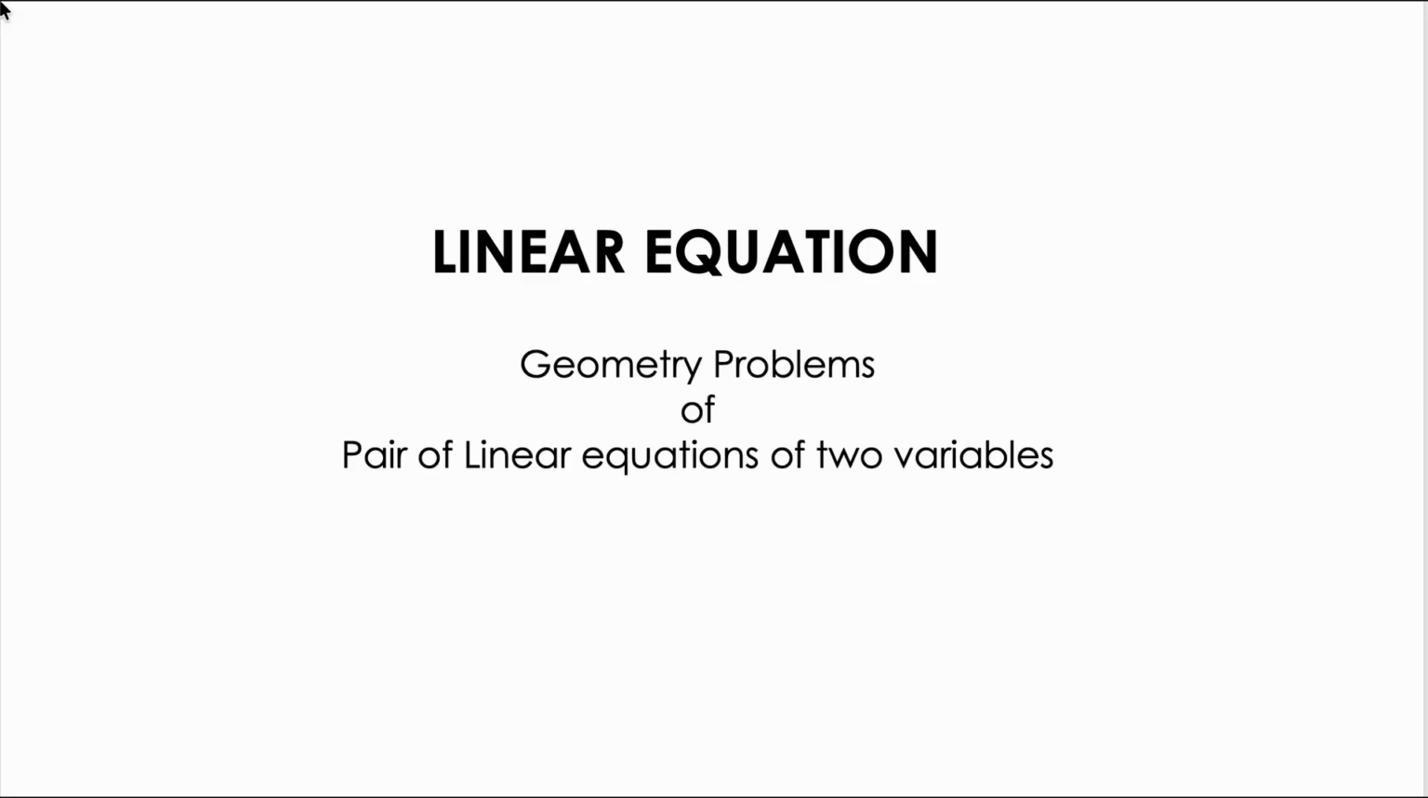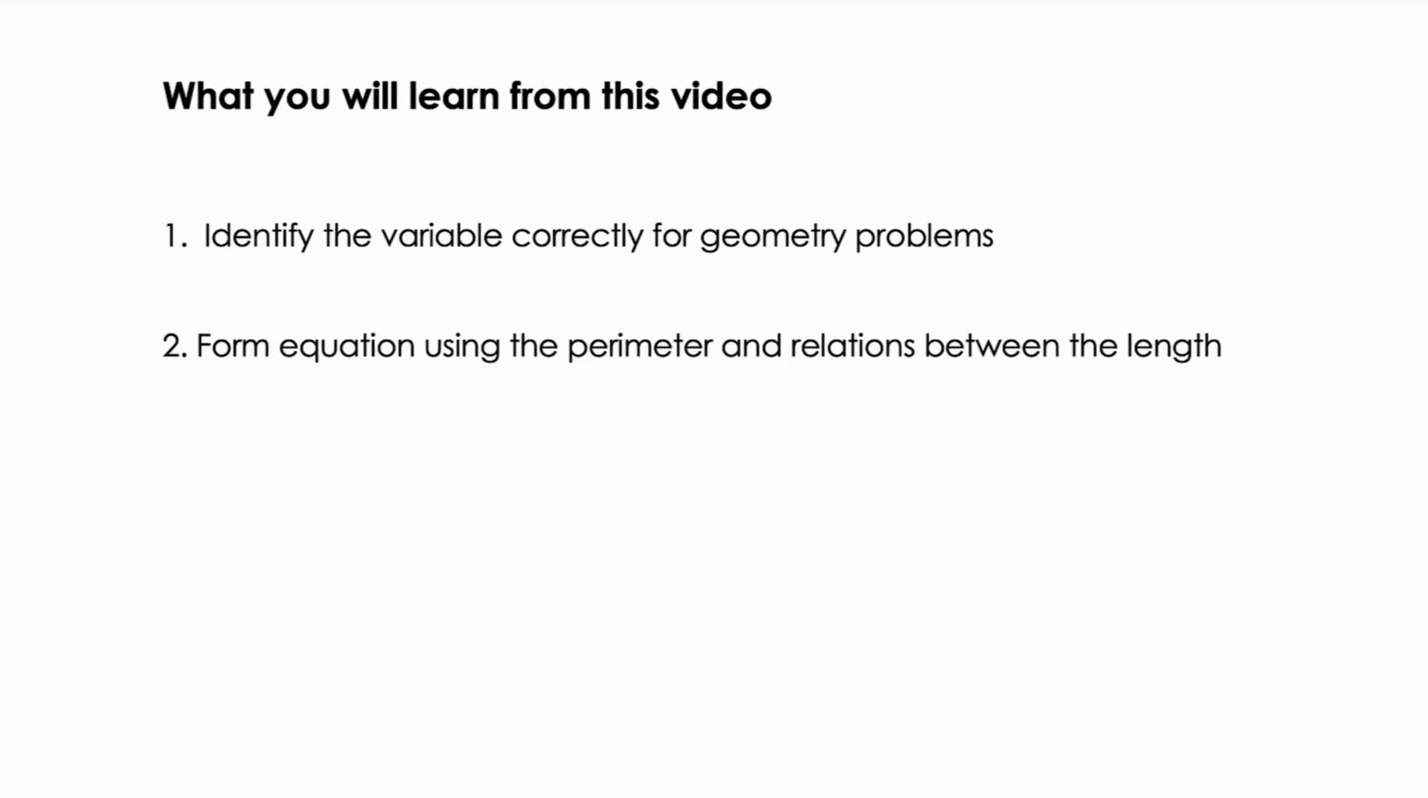Today's topic is about solving linear equation problems, geometry problems, pair of linear equations in two variables. What you are going to learn from this video: identify the variables correctly for geometry problems. That means whatever variables we declare should be assigned to the lengths of the geometrical figures. In case of a rectangle it will be the length and the breadth, and in case of a triangle it is two different lengths. Then we will form the equation using the perimeter and the relation between the lengths.